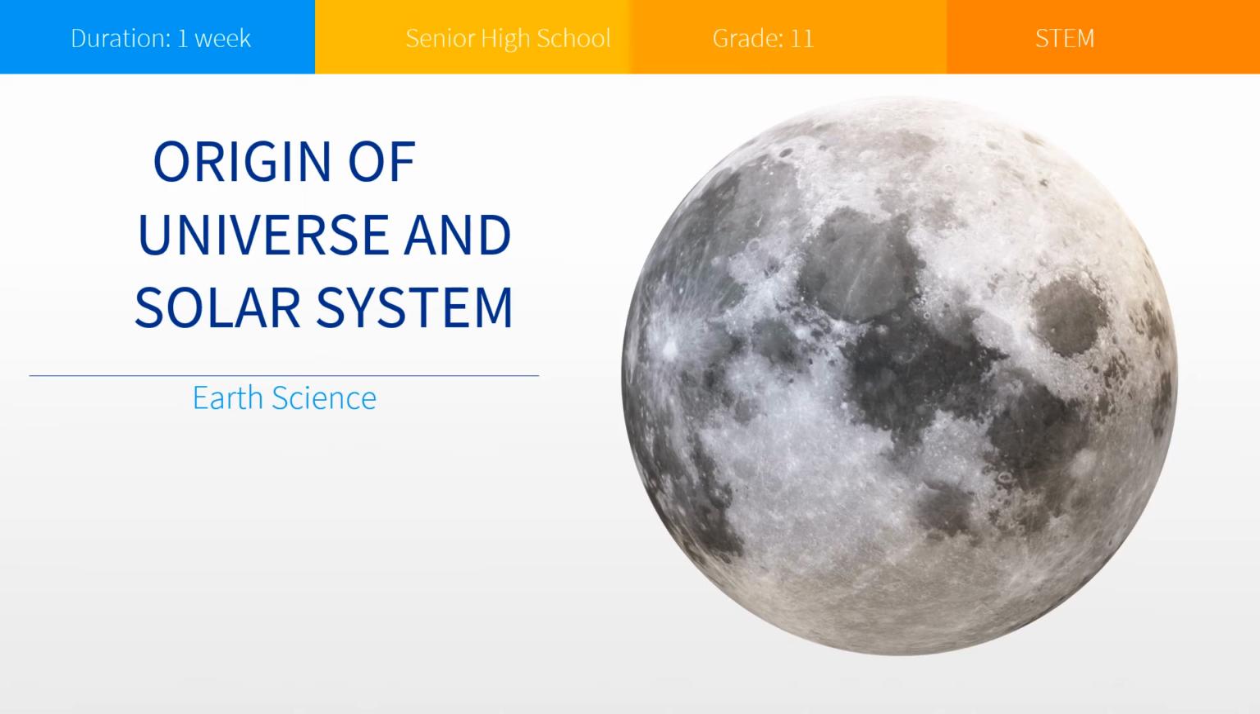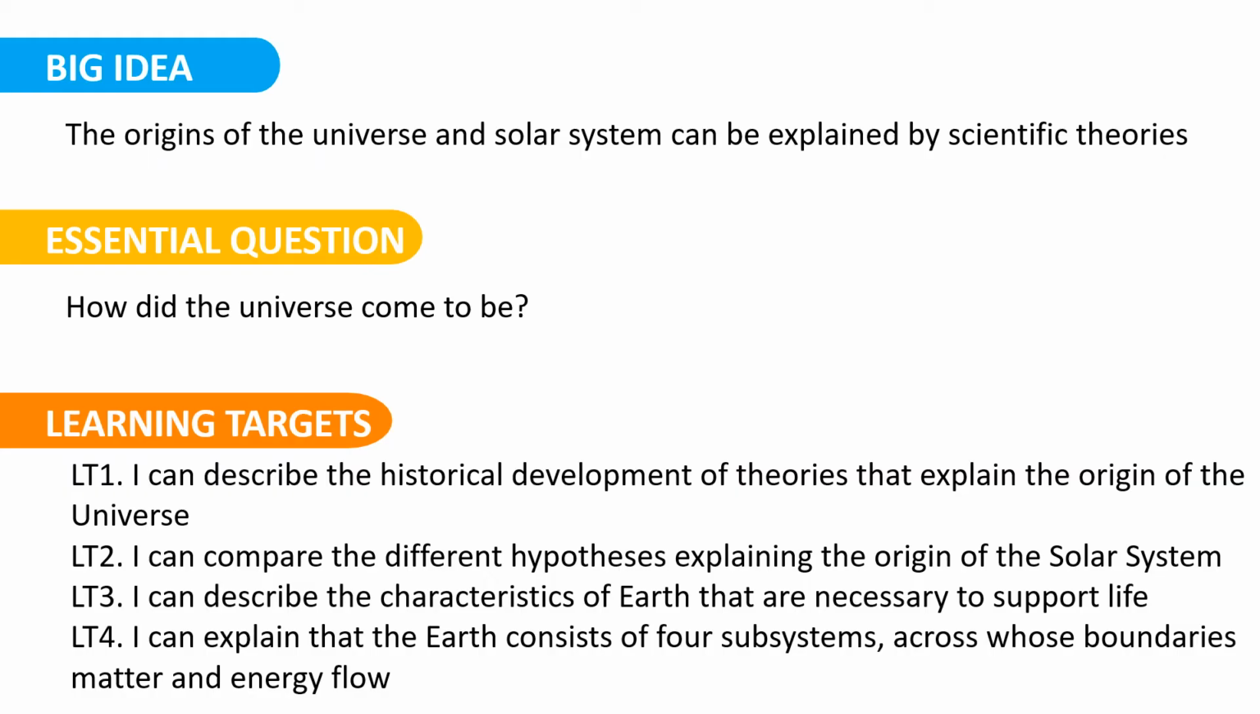Alright, so we are on to the next topic, and this time we will be discussing the origin of the solar system. Again, big idea: the origins of the universe and the solar system can be explained by scientific theories. And this time, we'll try to answer the question, how did the universe and the solar system come to be?